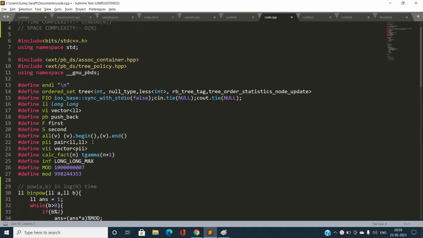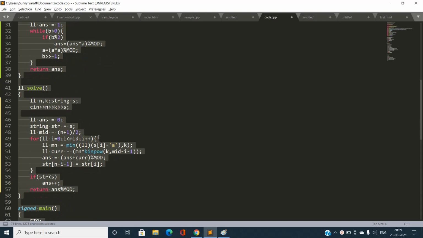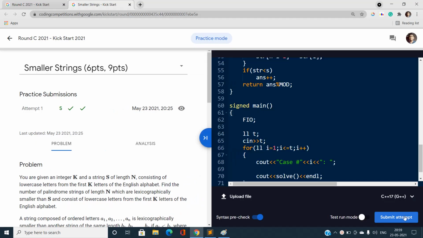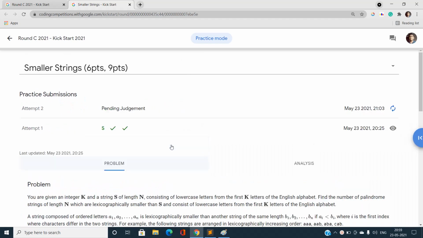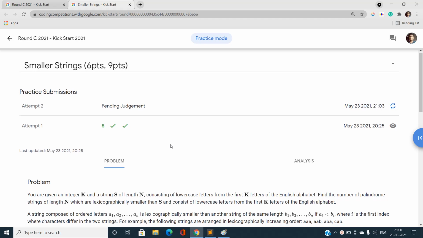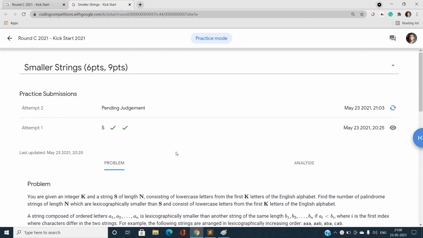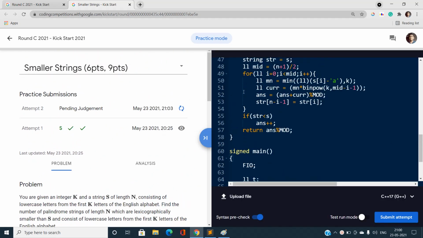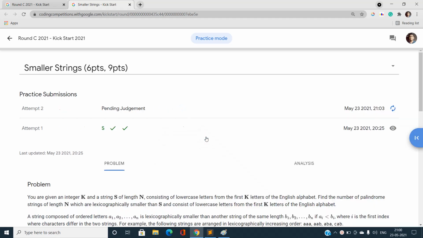Okay, so let me copy this code and submit once again. If you are unaware of how to calculate the power, then you need to take care of that also in log of n time. It will be like fast exponentiation. So I think yes, it would pass, because it would have a good time limit under the constraints. So you can easily see both the test cases are passed.